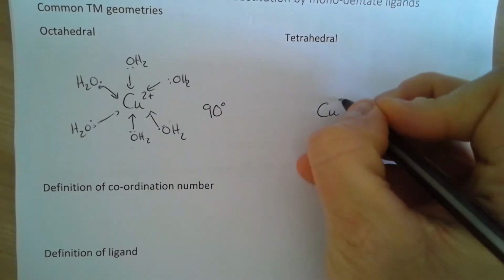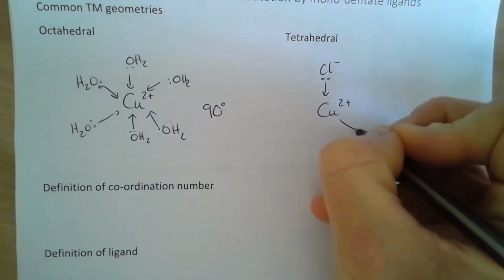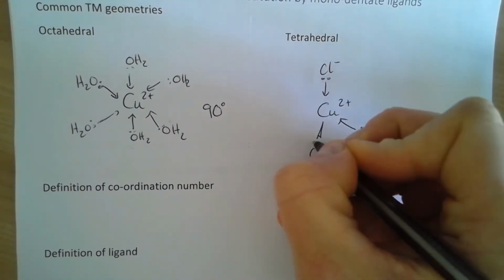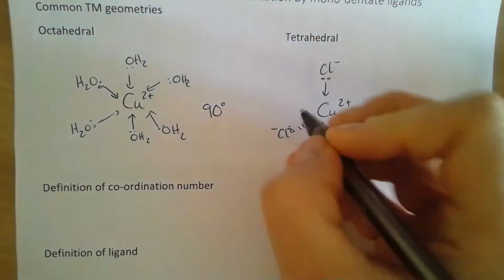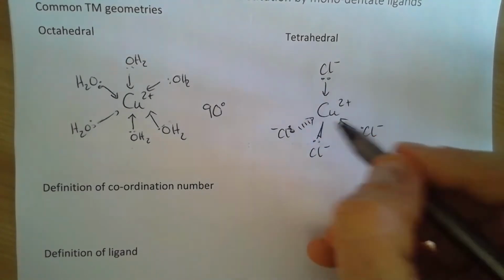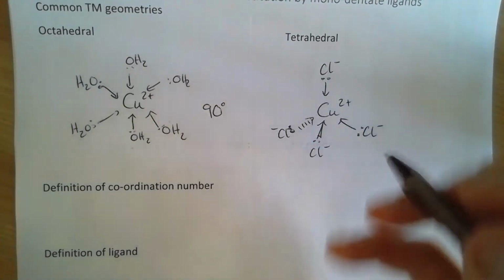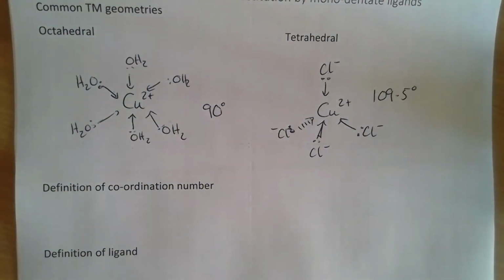Tetrahedral, we're going to see an example of a tetrahedral complex today. If I just draw this one in 3 dimensions, we've got lone pairs from the chloride ions forming dative covalent bonds, so we've got arrows on those there to the copper 2+ ion, and the bond angle here would be 109.5 degrees.